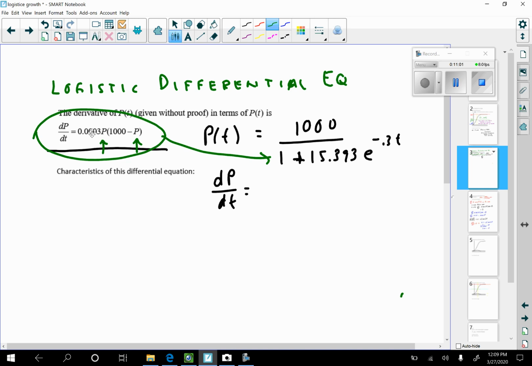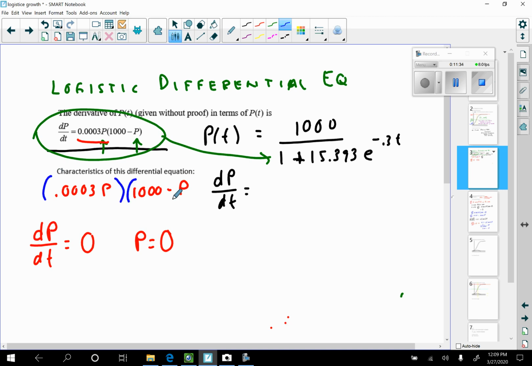And what do we know? So I have the differential equation in factored form, and it's kind of easy to see when the derivative is equal to 0. Well, when p is equal to 0, that's what makes this portion 0. There are two factors here: 0.003p, and then the other factor is 1,000 minus p. Those are the factors of that differential equation.